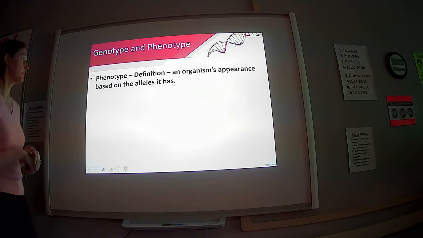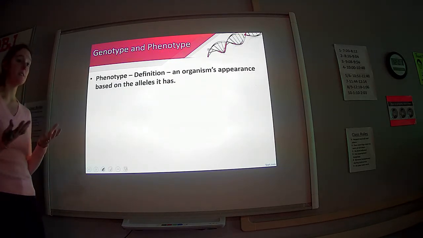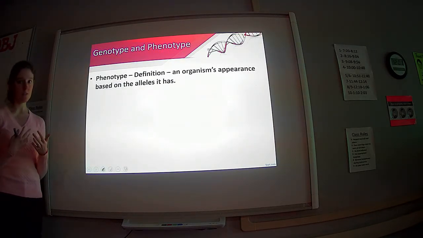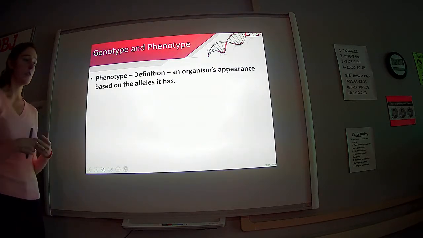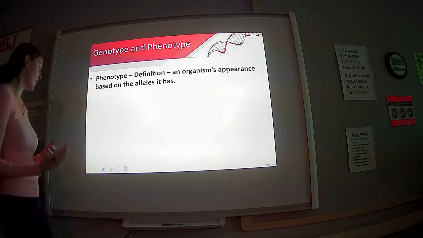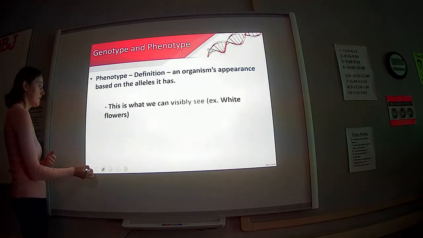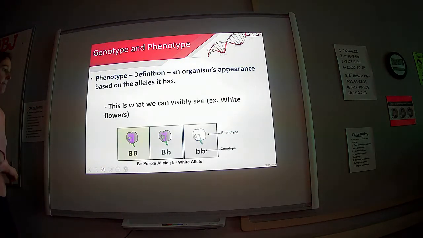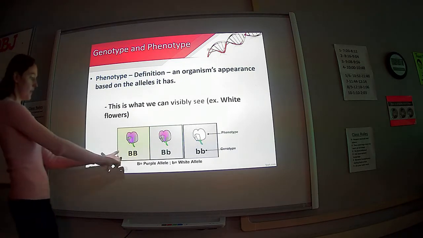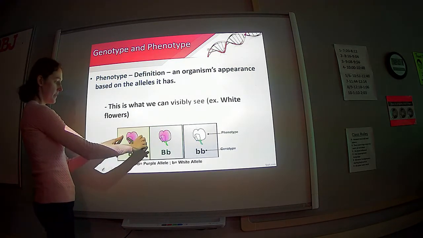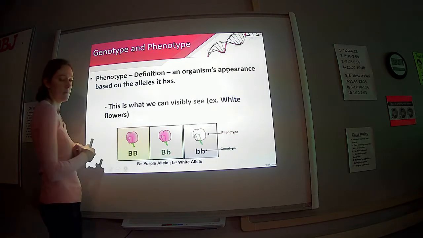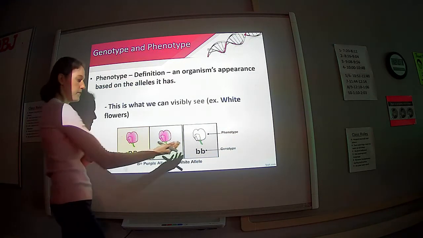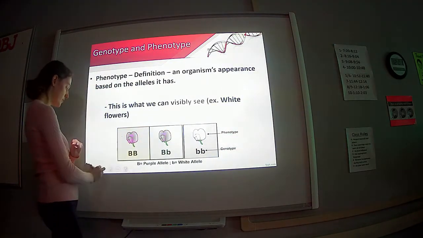Phenotype is an organism's appearance, so this is what you can see. You can't see somebody's genes. You can't see what their genes for their hair color are or their eye color, but you can tell if they're blonde or if they have brown eyes. So again, we have our two capital B's. This is our genotype. The color is going to be our phenotype. Big and a little b, going to give you a phenotype that's purple. Two little b's is going to give you a phenotype that is white.